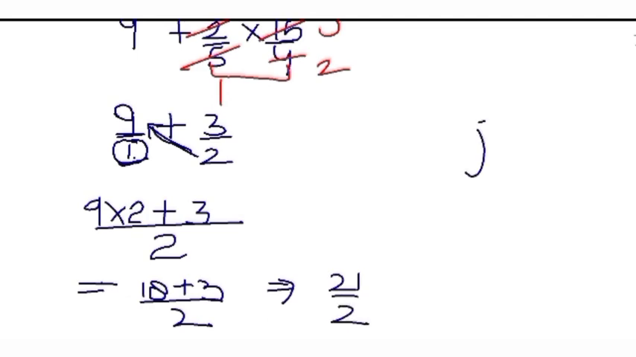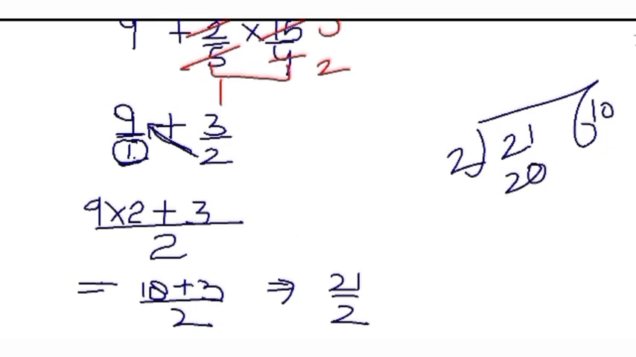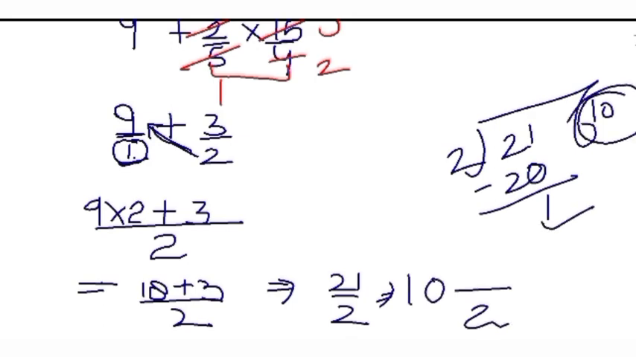The numerator is greater than the denominator, so change it into a mixed fraction. 2 10s are 20 and 1. This can be written as 2 will remain the same. This is the whole number and this will be the numerator. So your answer is 10 whole 1 upon 2.